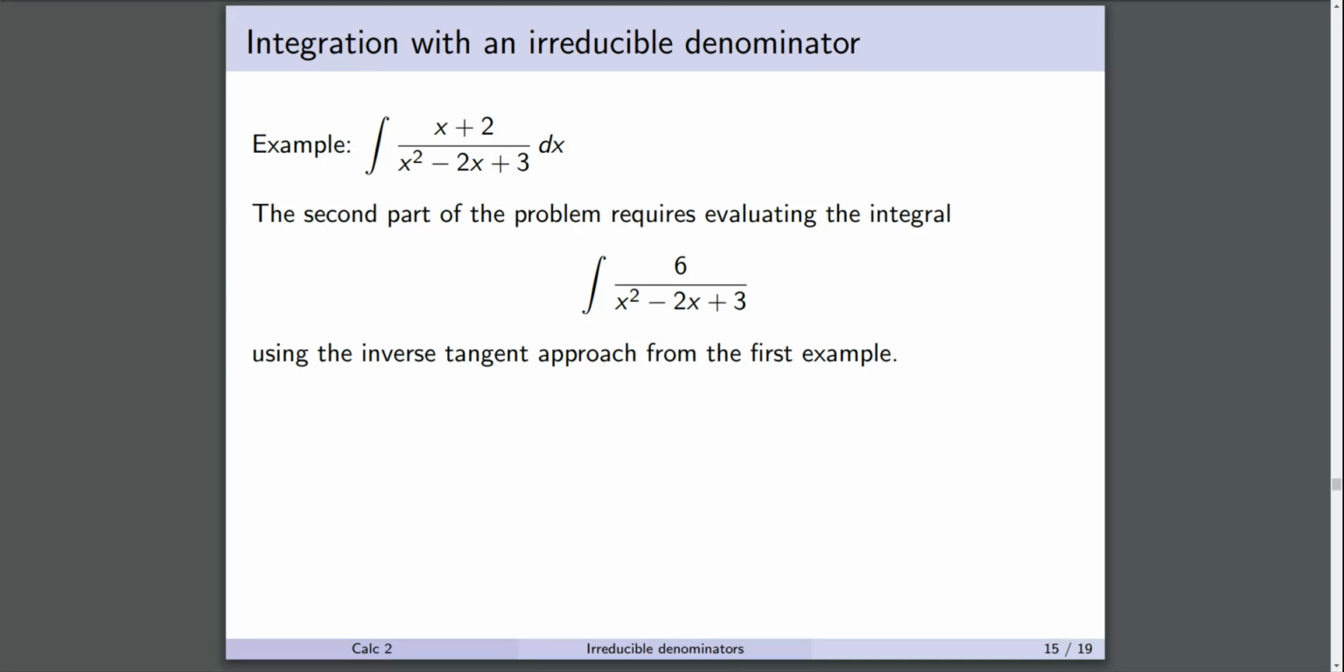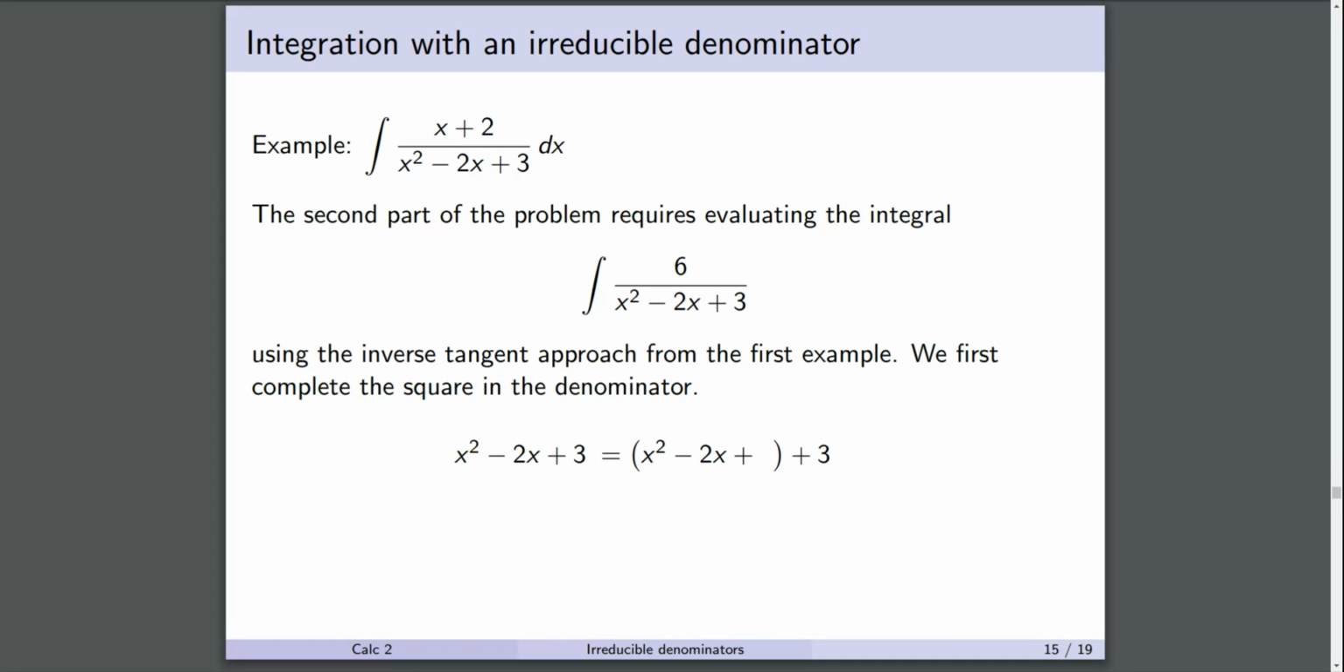Now I'm going to go on to the second integral. And if you notice, this is a lot like the first example that we had. So we have a constant in the numerator, we have an irreducible quadratic in the denominator. The idea that I'm going to use is to complete the square to set up the inverse tangent substitution.